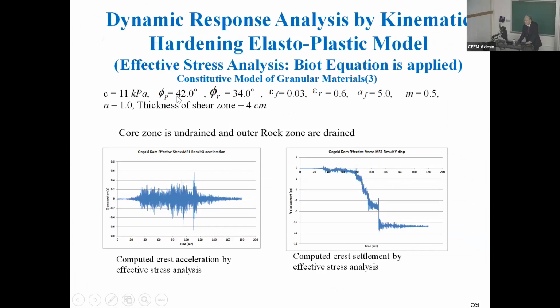Next, dynamic response analysis by applying a kinematic hardening elastoplastic model. Effective stress analysis, that is, the Biot equation, is applied. The constitutive model for granular material is used. And this is the calculated displacement at the crest. Here, the measurement goes from 40 centimeters to 15 centimeters observed.